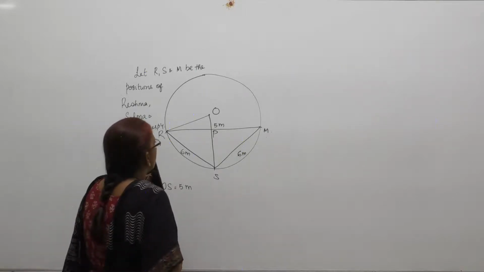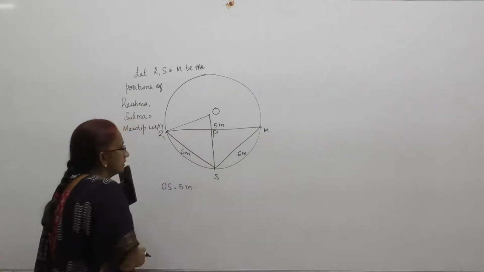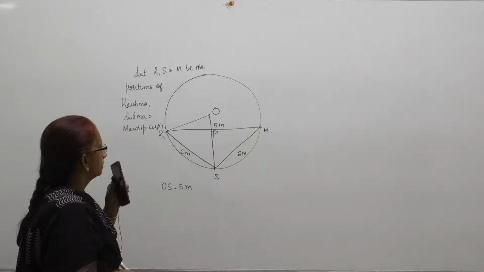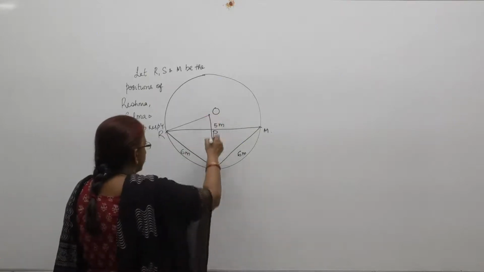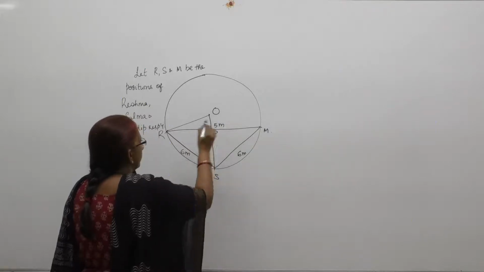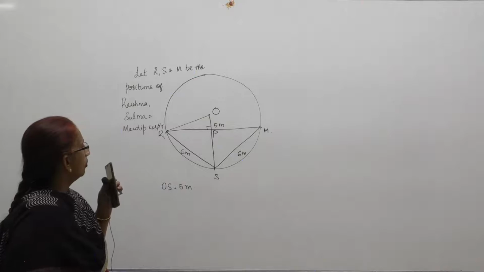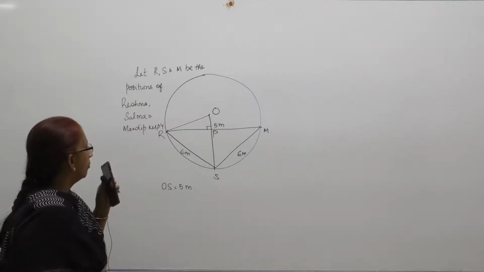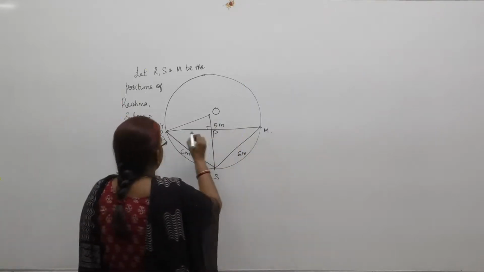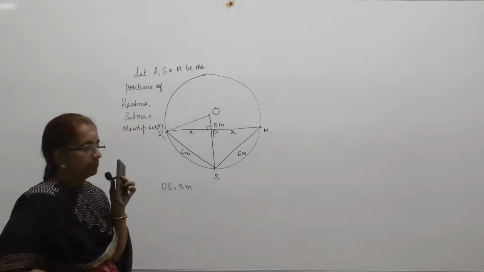So, we are going to join OS. So, this will be perpendicular. You are going to join OP and back to PS in such a way that OP is perpendicular to RM. Okay, now what will this perpendicular do to RM? It will bisect the chord. RP will be equal to PM.